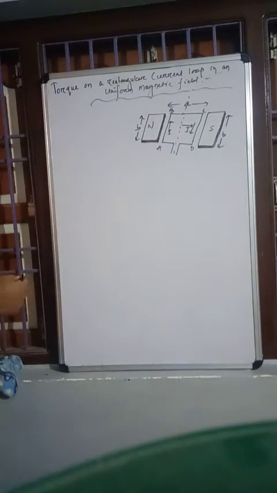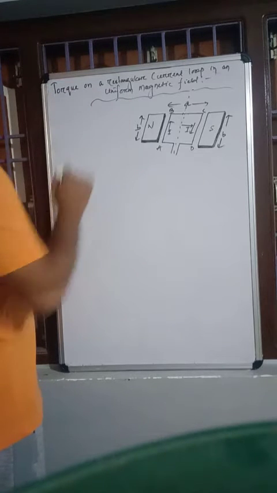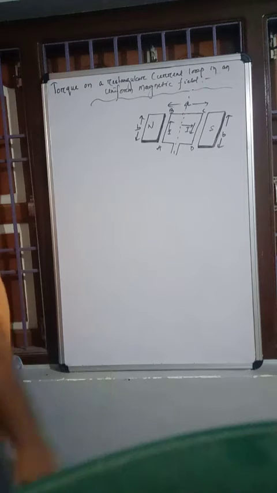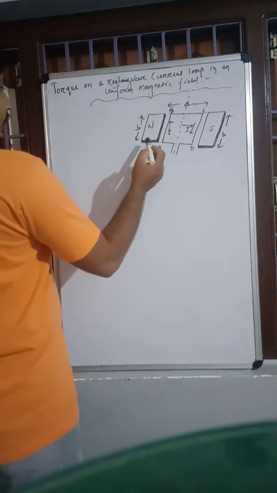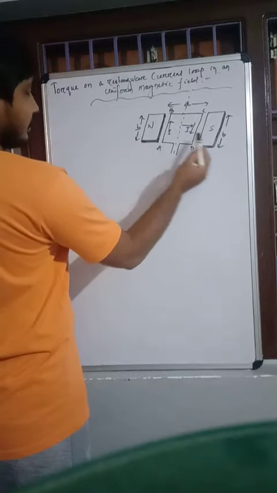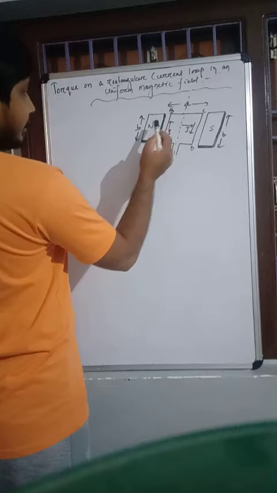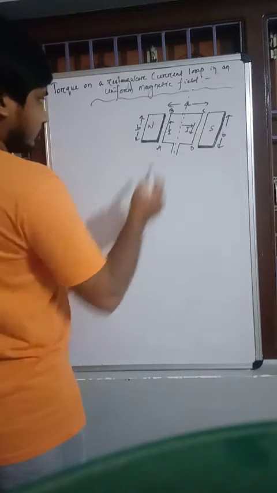Okay, now students, we will be calculating what will be the torque acting on a rectangular loop placed inside a uniform magnetic field. So in this arrangement, we have taken two magnets. This side the north pole is there, this side the south pole is there. So the magnetic field will be directed from north to south in this direction.